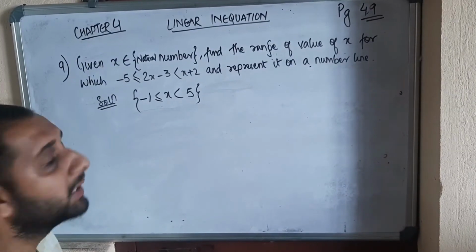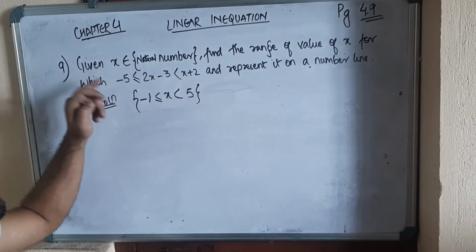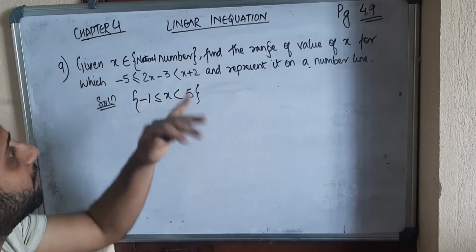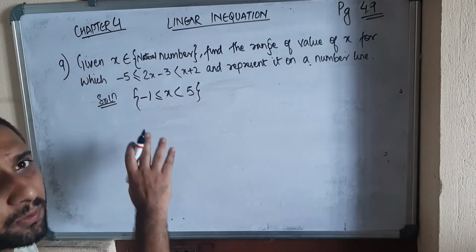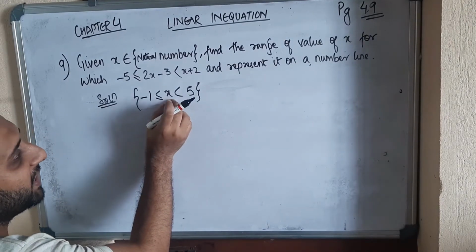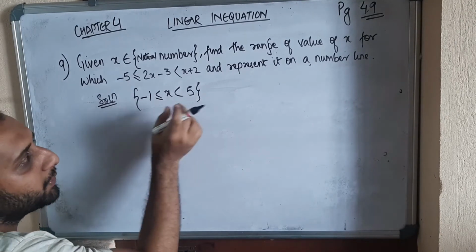Now, same question, but slightly different. X is an element of natural numbers. First, we did it with real numbers, whole numbers, now natural numbers. I've covered only one question because it's almost the same. Okay, now we've got a range. X is greater than minus 1, less than 5.